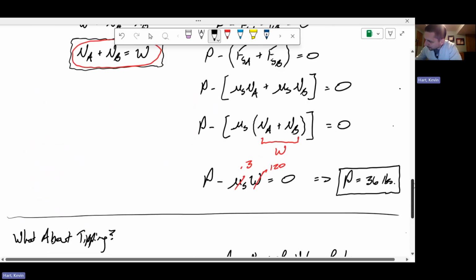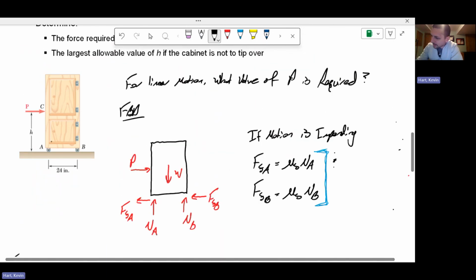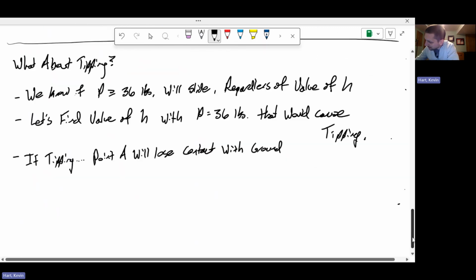And remind you what the figure looks like. Here's the cabinet. If this thing is about to sort of tip over, that means that point A needs to release from the ground. If point A is releasing from the ground, it does not provide any normal force, it does not provide any frictional force. So that changes our free body diagram.